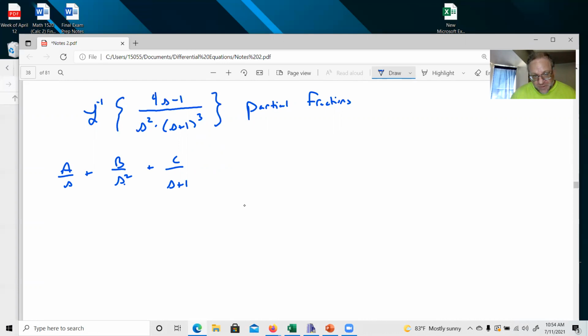Same thing is going to happen here, right? We have a C over s plus 1. The fact that we have repeated means that we don't change the format for what's going on in the top. We just repeat them.